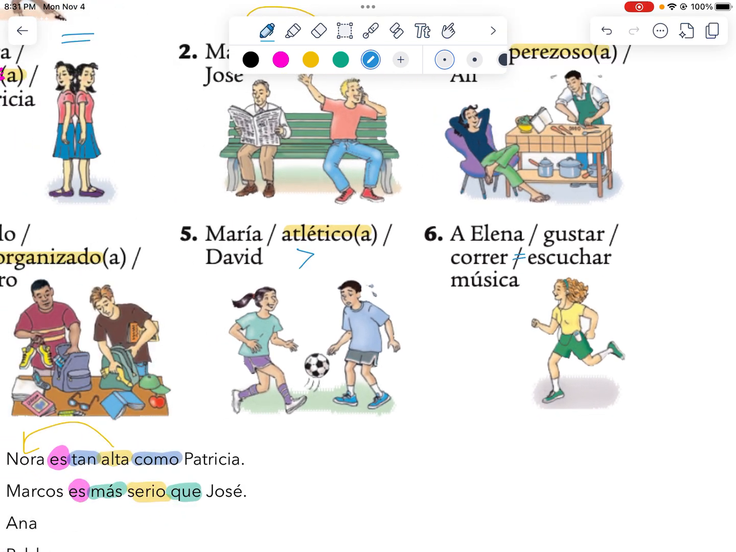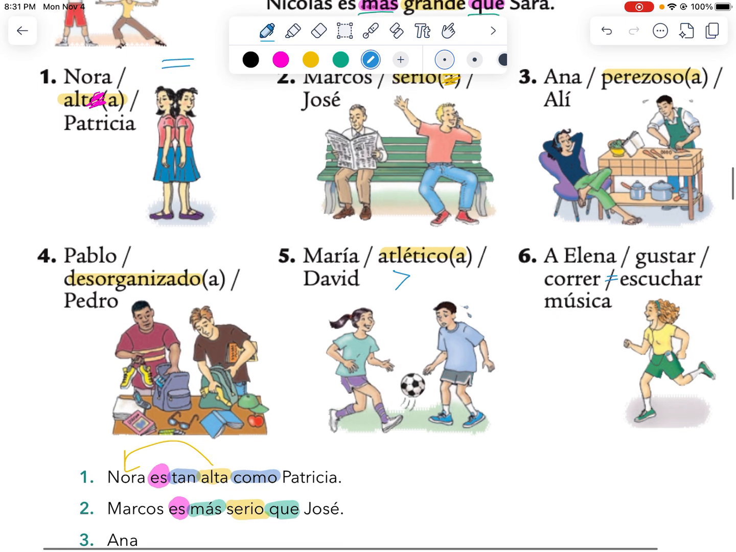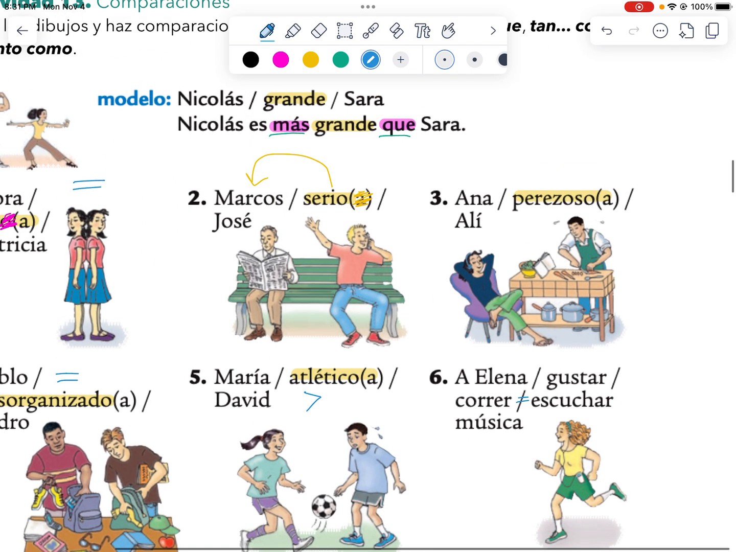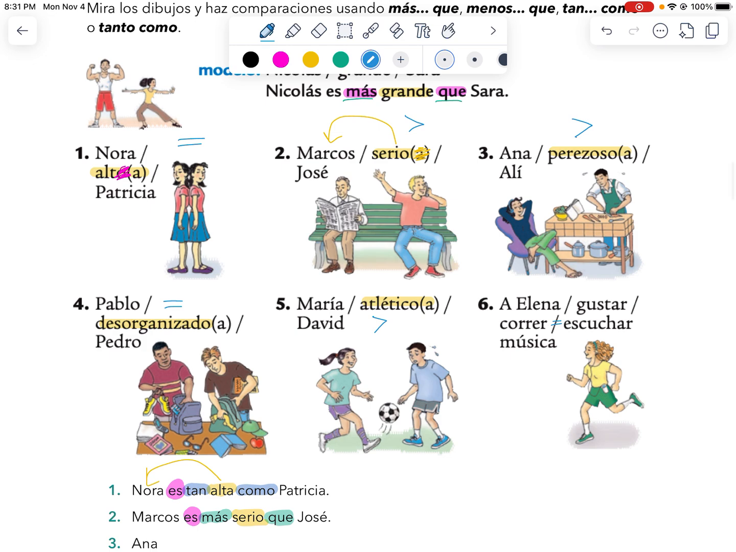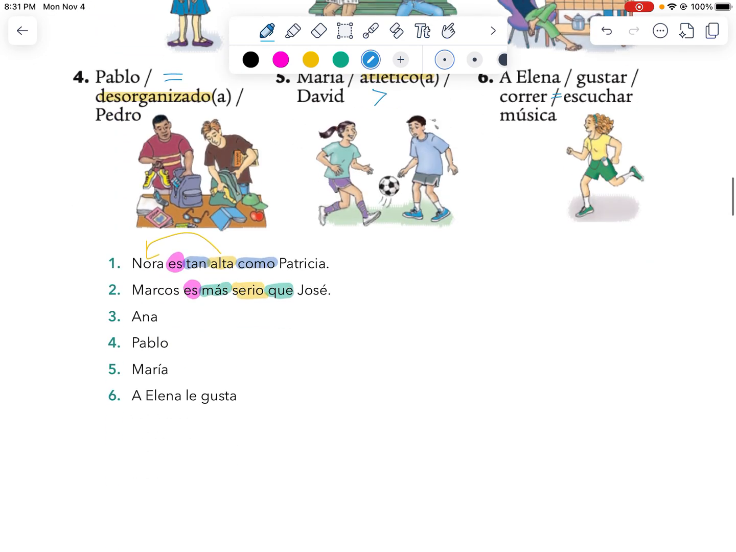So okay, we've got a more than, we've got an equals, we've got a more than, we've got a more than. Okay, so pause the video and try to do those activities. And here we go, let's check if you did it right.